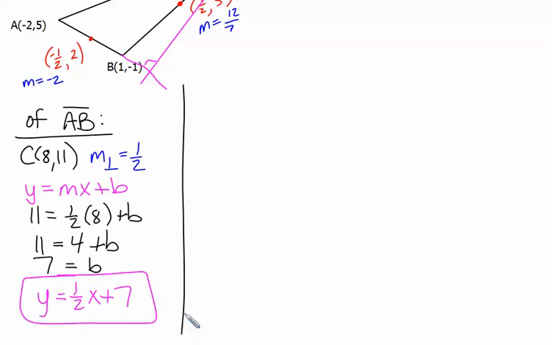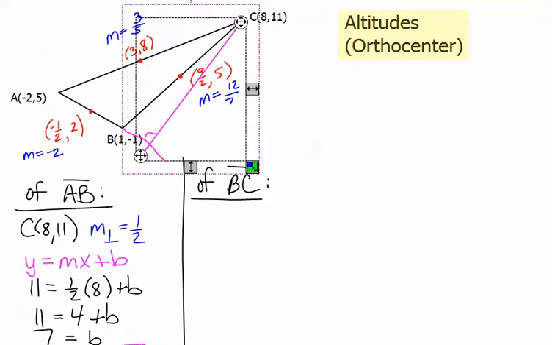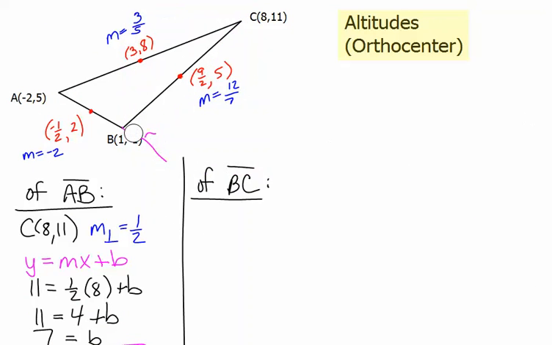Okay, so now we're going to move over and try to find the altitude going to side BC. So scroll back up. Now we kind of get rid of this picture that we already drew and try to visualize what's happening without looking at that. So we're going perpendicular to side BC, which means we need to use vertex A, going through A perpendicular to BC. A is (-2, 5). The opposite reciprocal slope will be relative to 12/7, which will be -7/12.